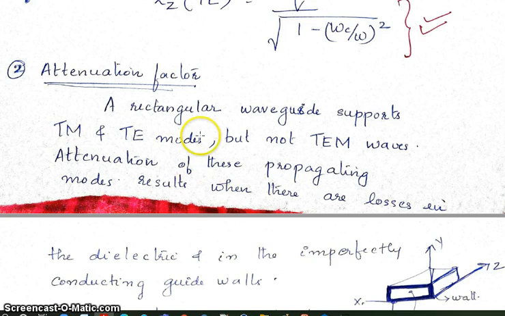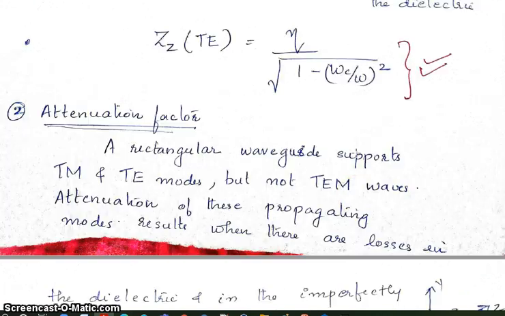That is written here. A rectangular waveguide supports TM and TE modes, but not TEM mode. Now here you are coming across a new term, TEM, which is known as transverse electric magnetic mode. In transverse magnetic mode, Hz is equal to 0, and in transverse electric mode, Ez is equal to 0. In transverse electric magnetic mode, Hz and Ez are both equal to 0, which is not supported by a rectangular waveguide, while TEM mode is supported by a parallel waveguide.